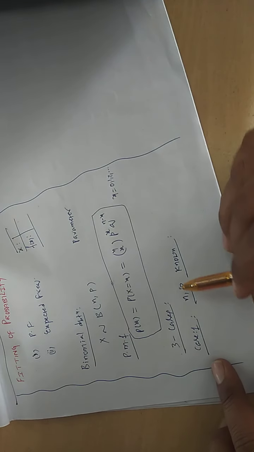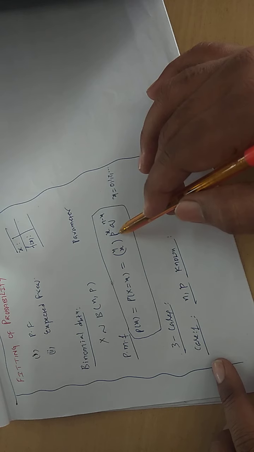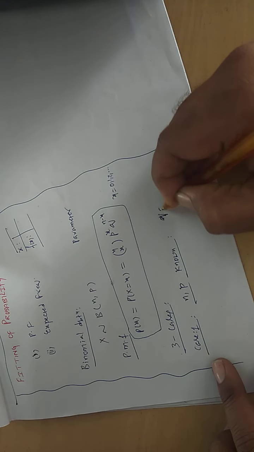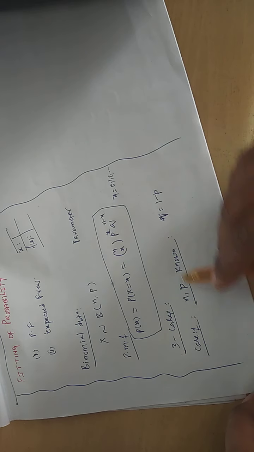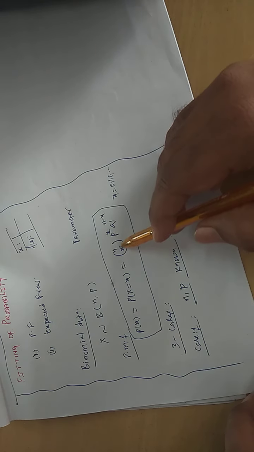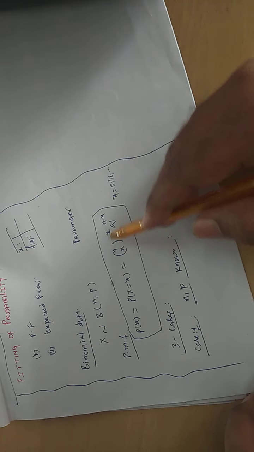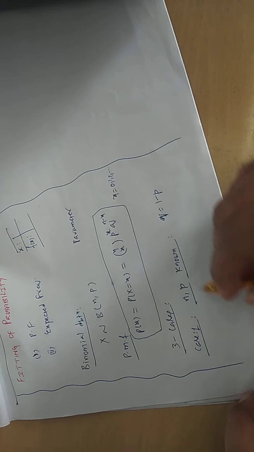Then simply you put this n value and p value in this formula, and based upon p you can calculate the q value also. What is the relation? q = 1 minus p. So whenever you know n, p, easily you can calculate q also. That means all the values are available now. Now substitute for every x of this formula and you will get different probabilities.